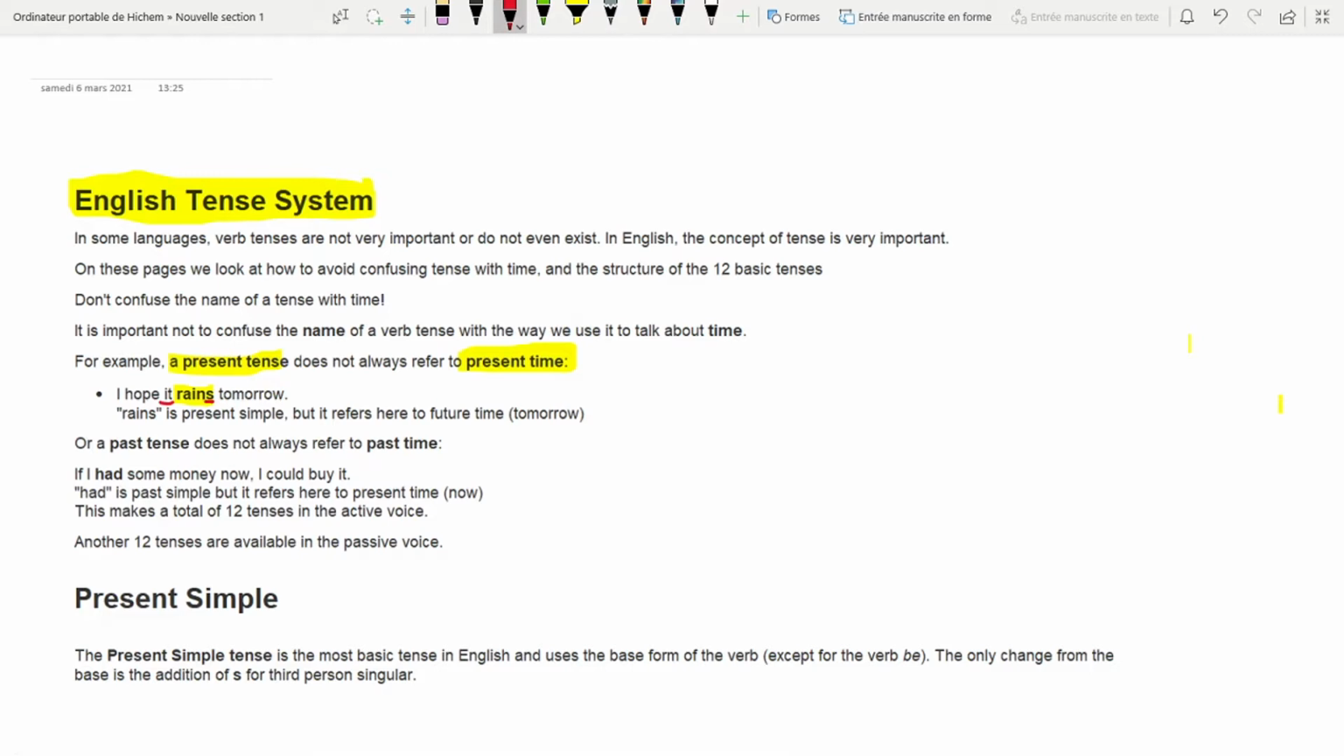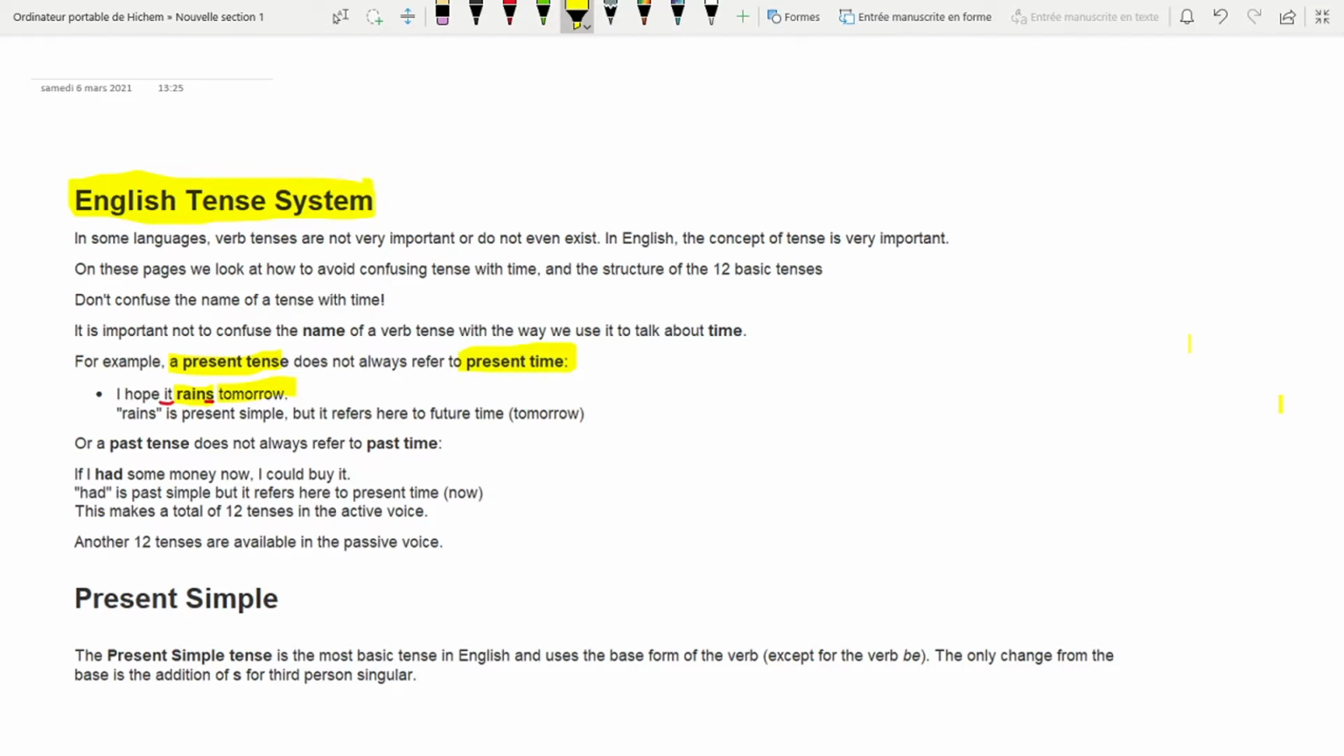Here is the present tense, but here we have tomorrow, right? As you can see, we used the present tense to refer to the future. This is why you need to understand the difference between tense and time. The tense is this, rains, for instance, but the time is the actual timeline of the action.